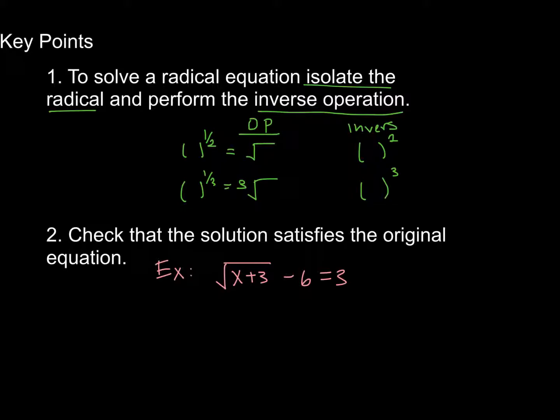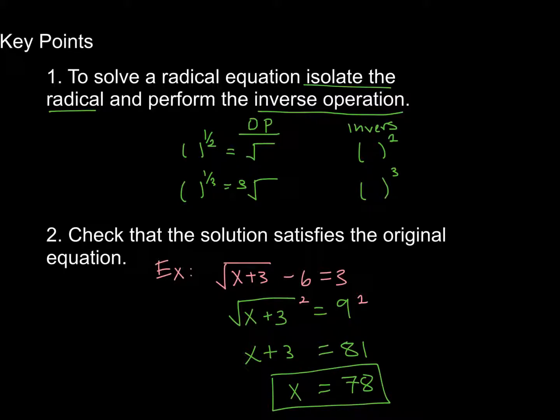So first I need to add 6 to both sides, and that will leave me with the square root of x plus 3 is equal to 9. And now I can square both sides. Since the operation here is square rooting, I can square, that's the inverse. And I'll be left with x plus 3 is equal to 81. And now simply subtracting 3 from both sides will leave me with x equals 78. And that is the solution.